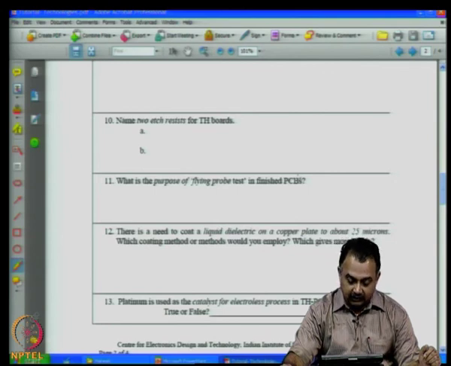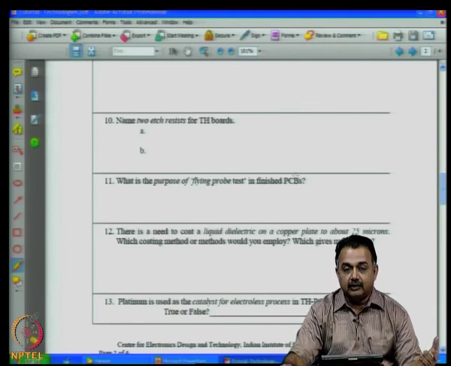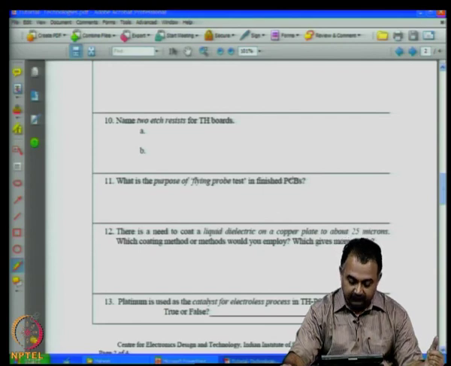There is a need to coat a liquid dielectric on a copper plate to about 25 microns. Which coating method would you employ? So, for 25 microns, ideally you can use curtain coating or spin coating. With spin coating, good consistency can be achieved.